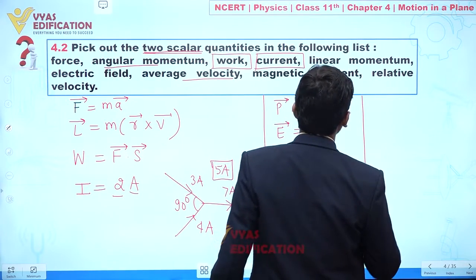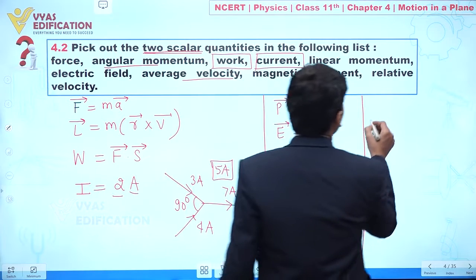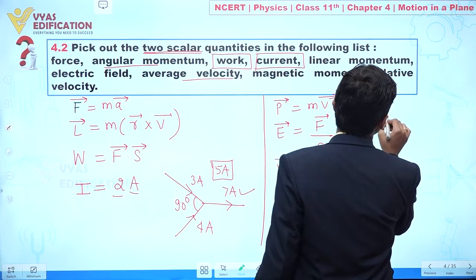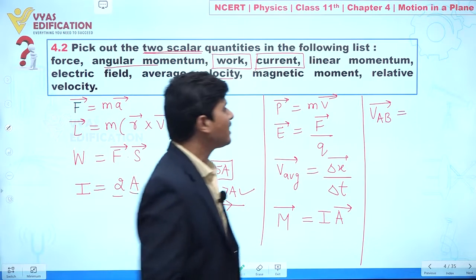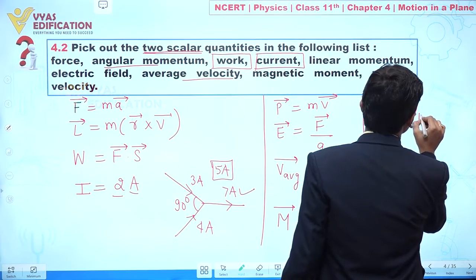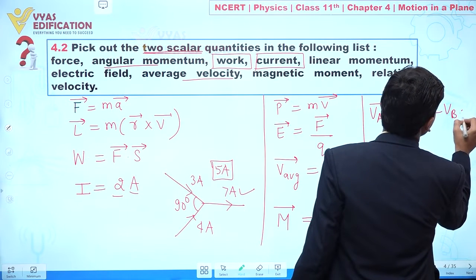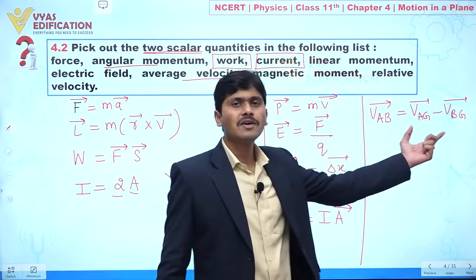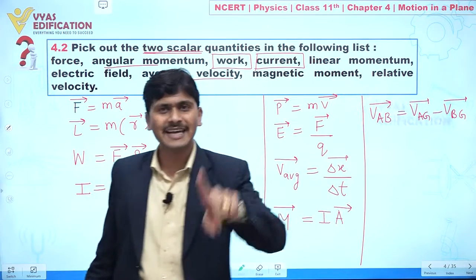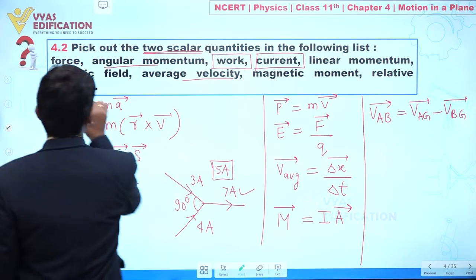Yes. Now if we talk about relative velocity, let's suppose we have the velocity of a with respect to b. I am writing like this. Clear? We can write it as the velocity of a with respect to ground minus the velocity of b with respect to ground. Clear to you? It means we have to take care of magnitude as well as direction. Clear? So relative velocity is also a vector quantity.